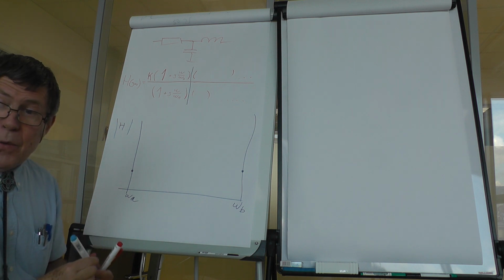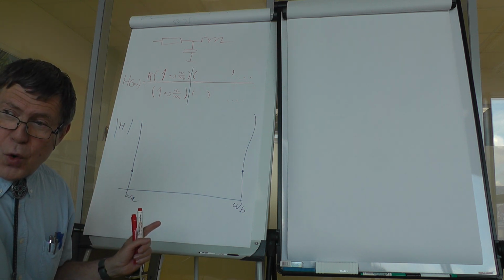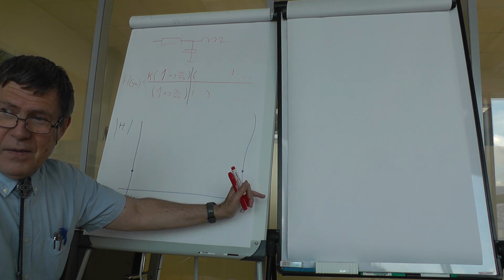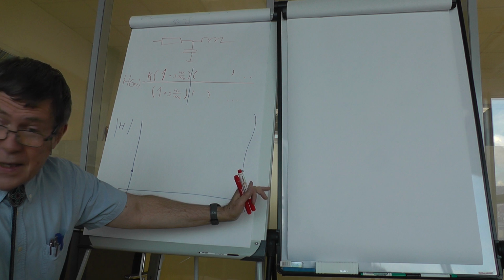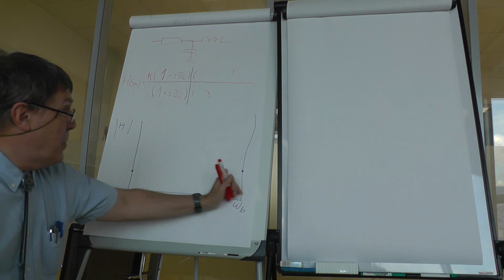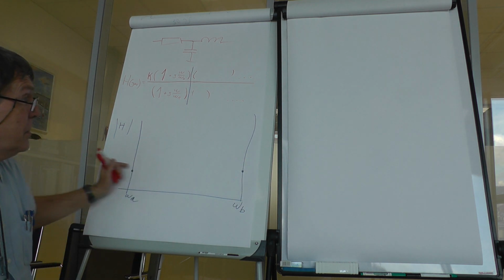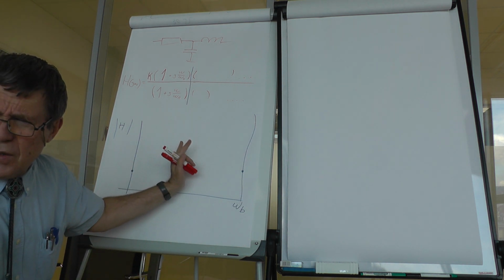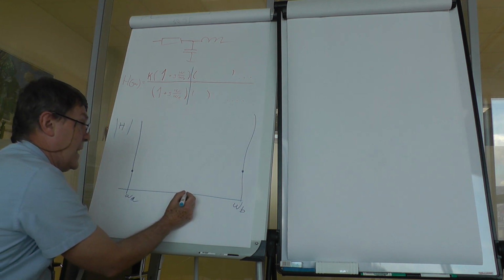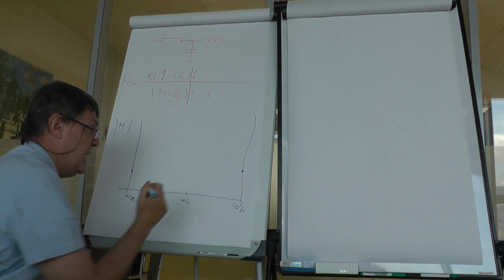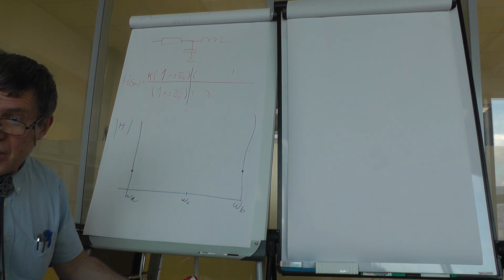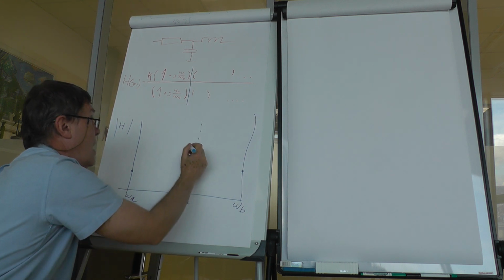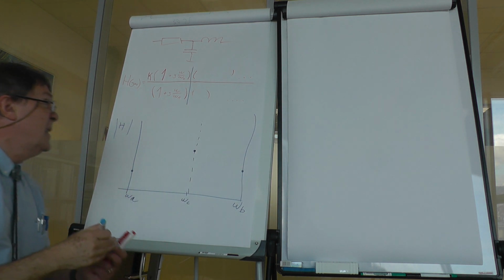Well, now I will find one more point within the range. Let's say I will find some random point which is not very close to the beginning nor very close to the end, but it's not just in the middle, and I will calculate the transfer function at a frequency omega c. Let's say this is the value.